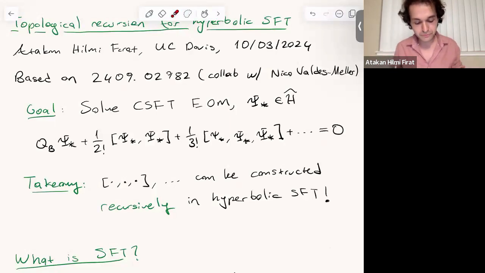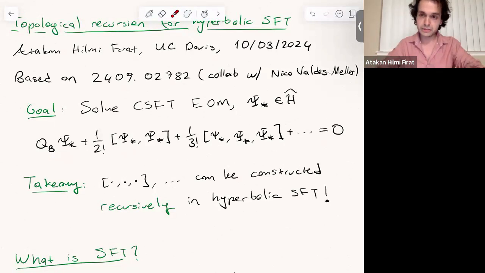Anyway, let me start by giving the goal of this work, the eventual reason why we do this. We basically want to solve the closed string field theory equation of motion. This is, of course, a heroic task, and a priori it's not obvious how to do it. This is basically some non-polynomial equation, and you're asking, if somebody hands you some random function, can you find its zeros? So it is not a priori obvious how to do this.